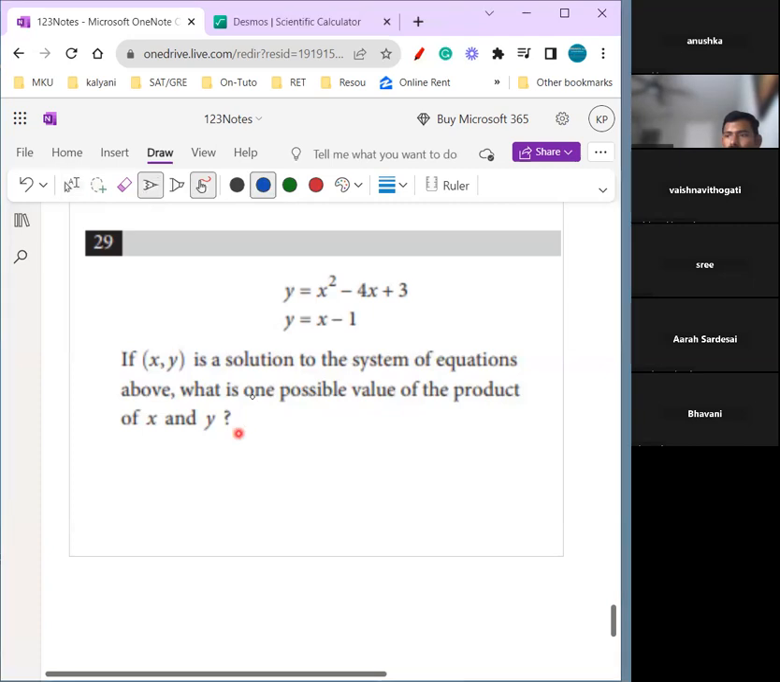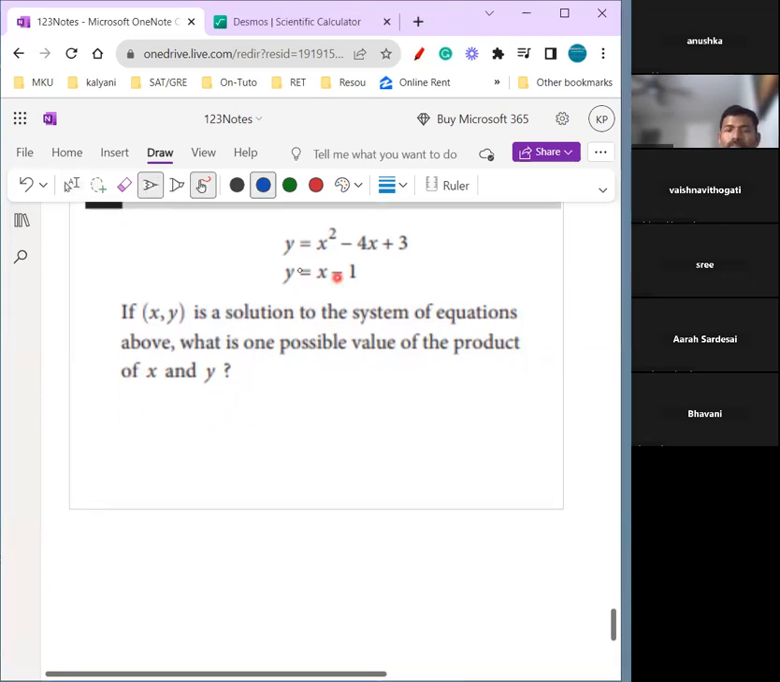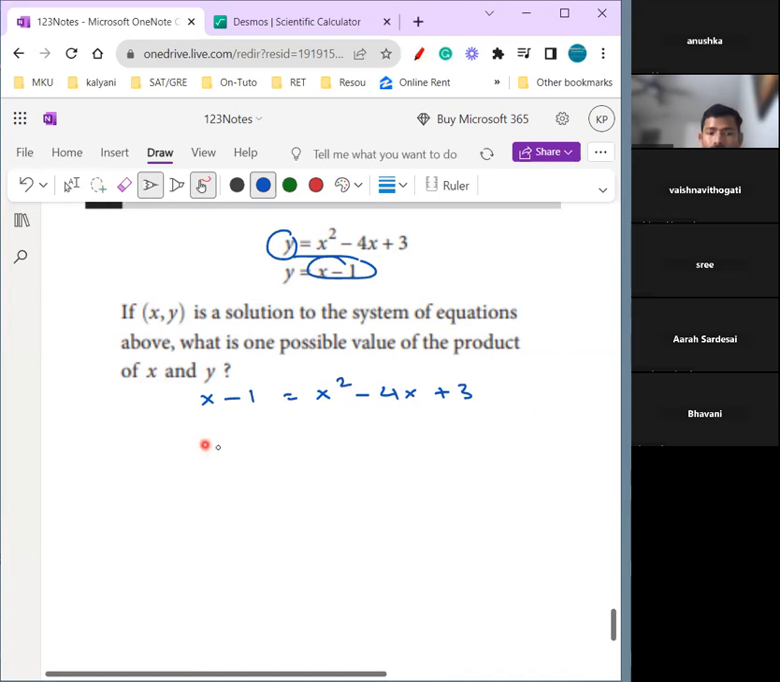So put your pencils down so we can quickly look at it. This one here is y and this is also y. So basically both of them are y's, so I can replace this y with this. That's going to get me x minus 1 equals x squared minus 4x plus 3. Everybody agree with me? We can write it like that.